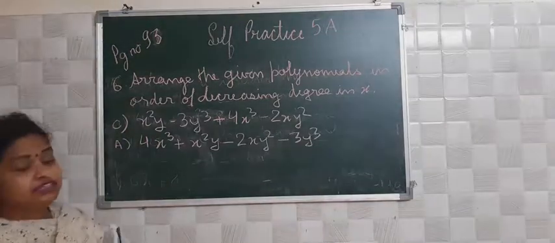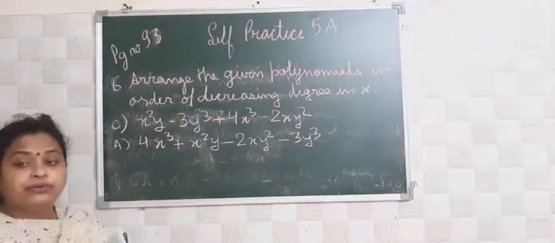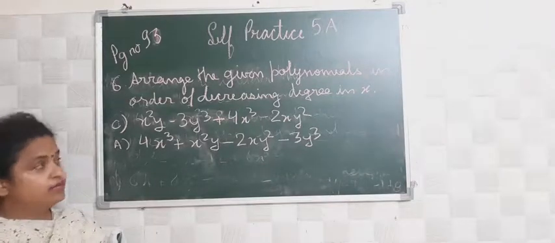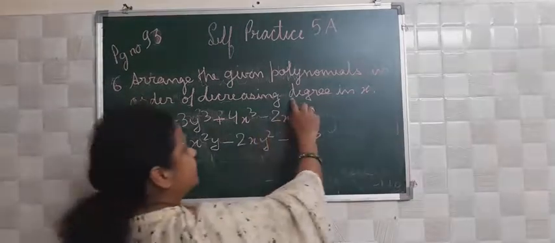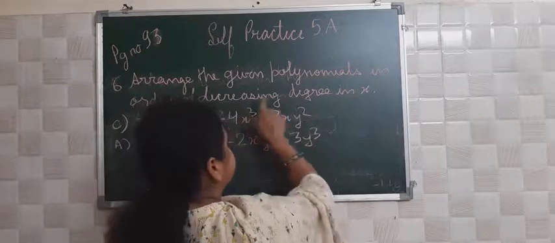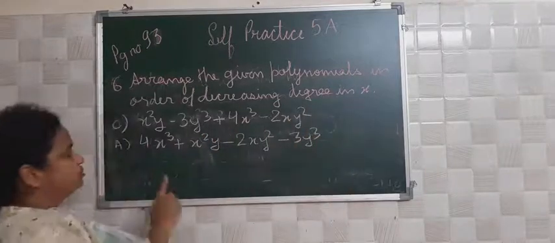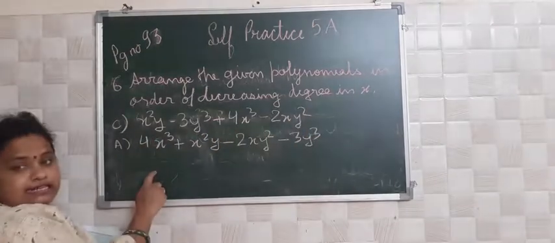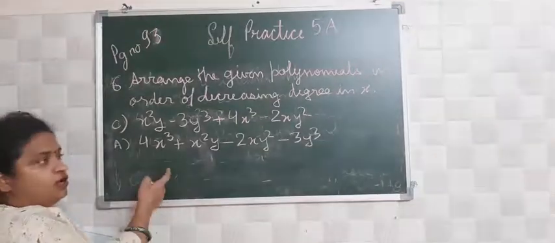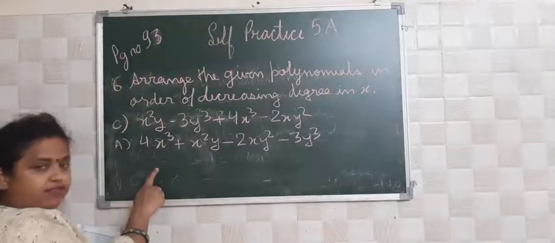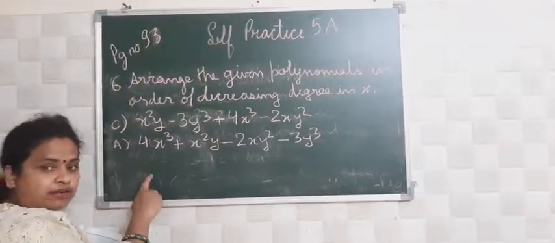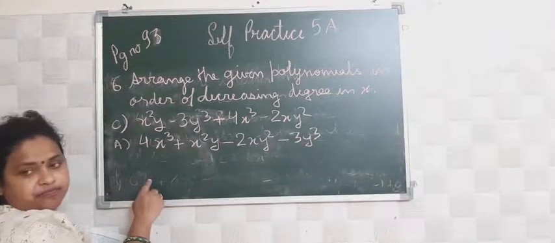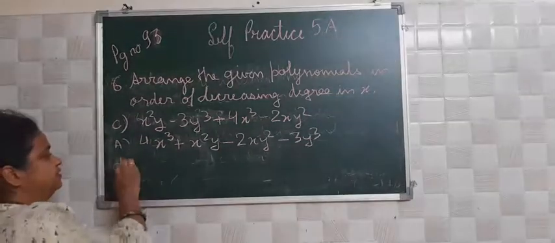So here be very careful. You don't have to see y, because in the question it is clearly given decreasing degree in x. So we have to see only x here. Okay? Till now we were getting one variable, so no problem was there. But here there are two variables, so we will see only x. D part.